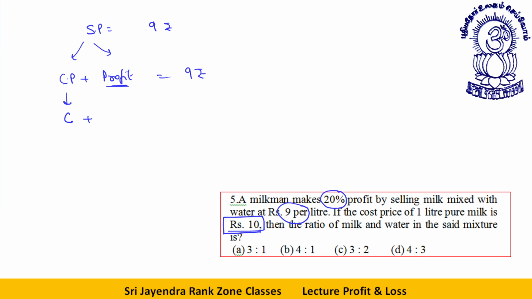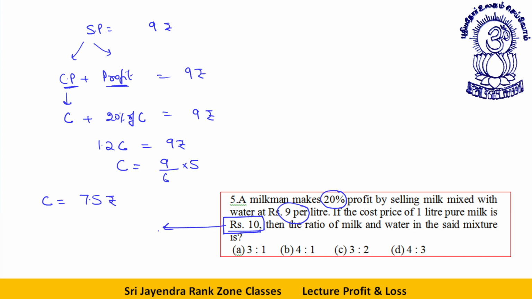He is not selling 1 liter milk actually. He is selling 1 liter mixture. I am talking about pure milk. So the CP of pure milk plus the profit. Profit is earned because of adding water. The profit is 20% of C. So that way I can say 1.2C is equal to 9 rupees. So that way, what is the cost price? 9 divided by 6 by 5, so the cost price is 7.5 rupees.